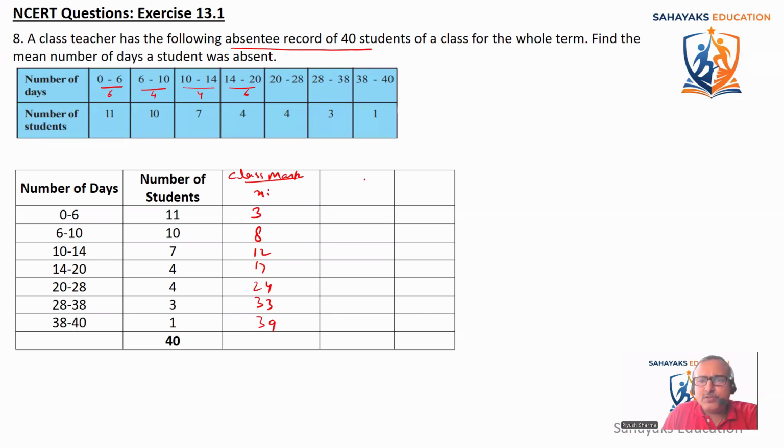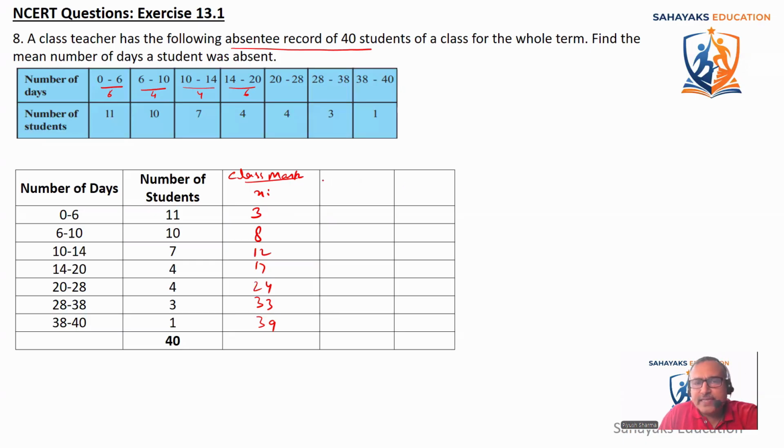So which method you want to use? You want to use the direct method or you want to use the step deviation method? The better option here, see, everything is divisible. I personally like to use step deviation method. So let me use the step deviation method.